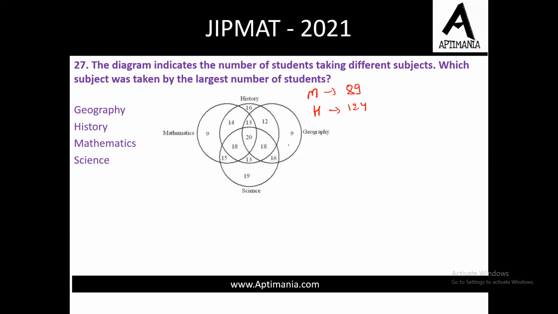Now let us move to geography. Geography ले लेते हैं। Geography के लिए we need to count all these values of 13 and 12 is 25, 25 and 20 is 45, 45 and 27 and 16. So in total for geography we have 90 as the final count.